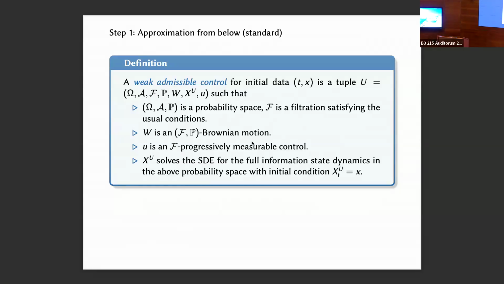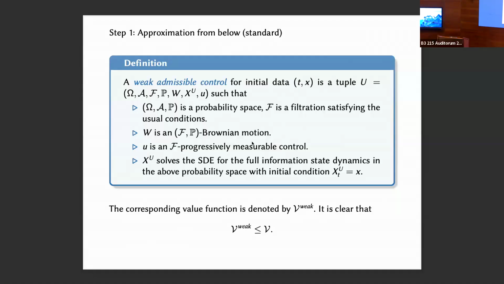We can choose which probability space we want to live in. Compared to the earlier formulation where the probability space was fixed, and the Brownian motion that we started with was fixed, this means that if we're looking for weak admissible controls, there's just a larger class, because we can always go back to the original probability space and Brownian motion that we started with. We have more controls, so the value, if you're minimizing the cost over weak admissible controls, is smaller. So this will be our lower bound.